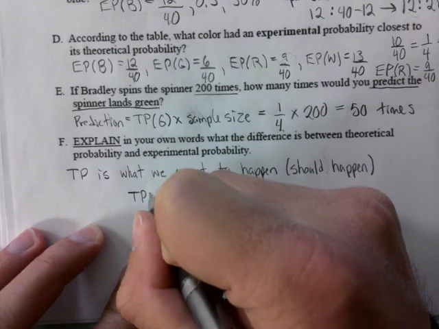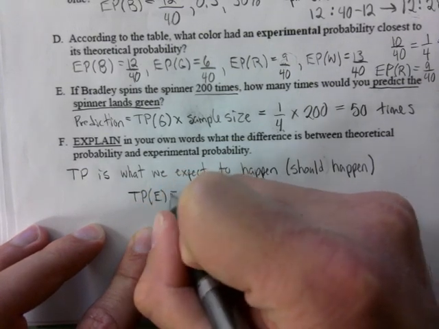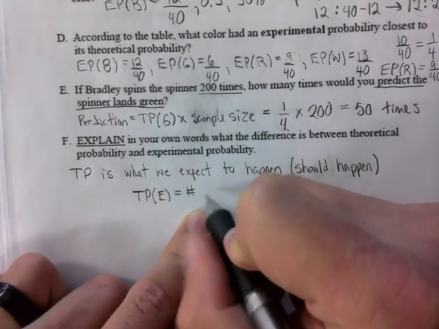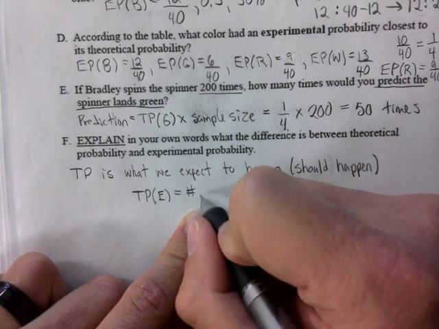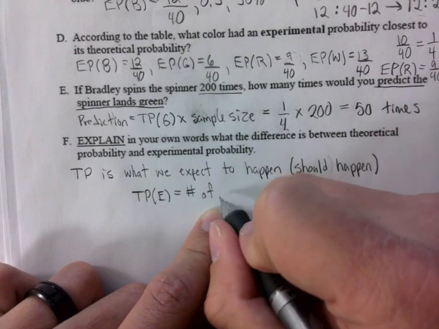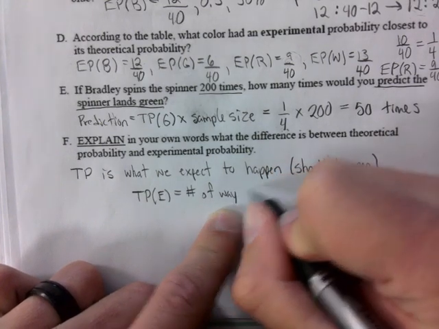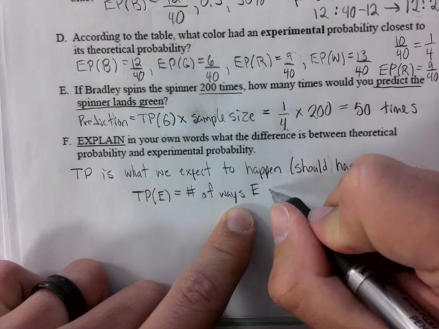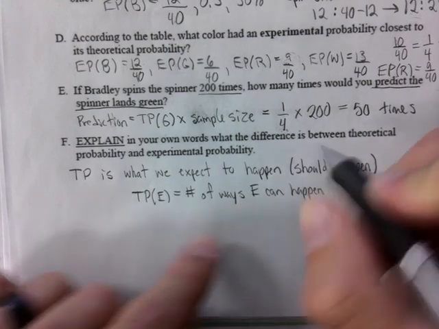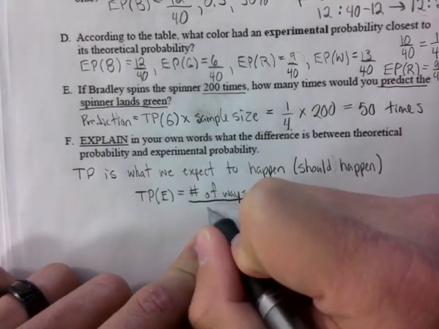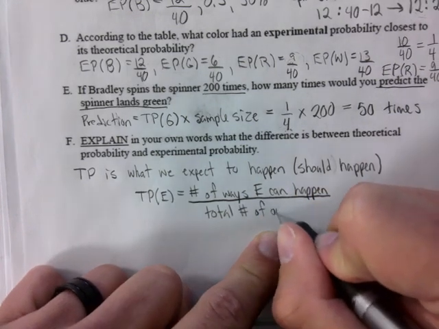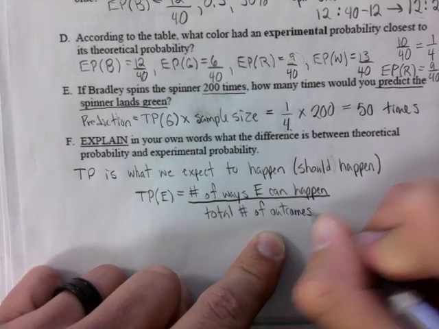So again, theoretical probability of an event E is the number of ways event E can happen over the total number of outcomes.